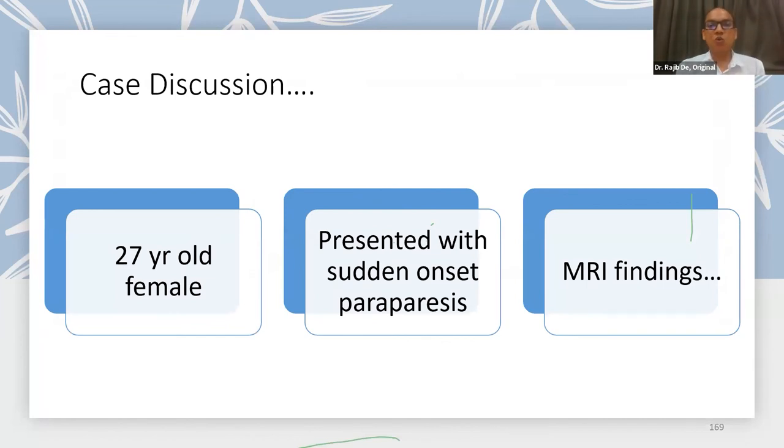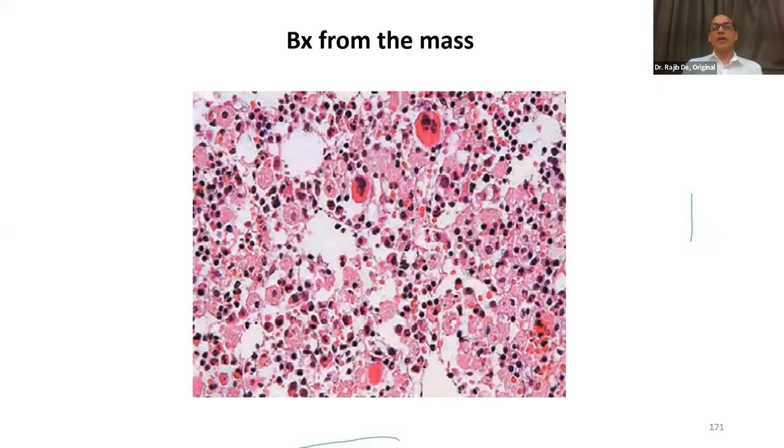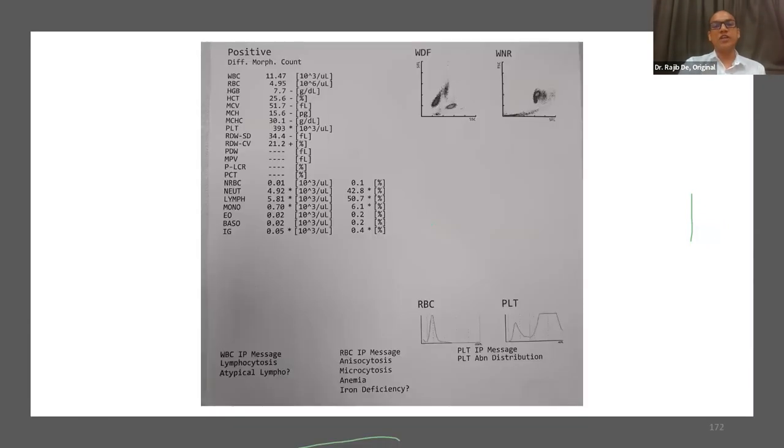A 27-year-old female presented with sudden onset paraparesis. MRI showed a paraspinal mass. So if a thalassemia patient develops sudden onset paraparesis, we need to look at the paraspinal areas by MRI. The biopsy from the mass showed features of extramedullary hematopoiesis.